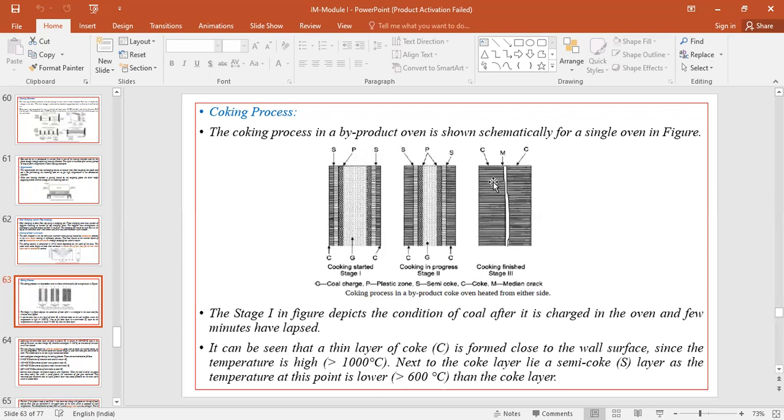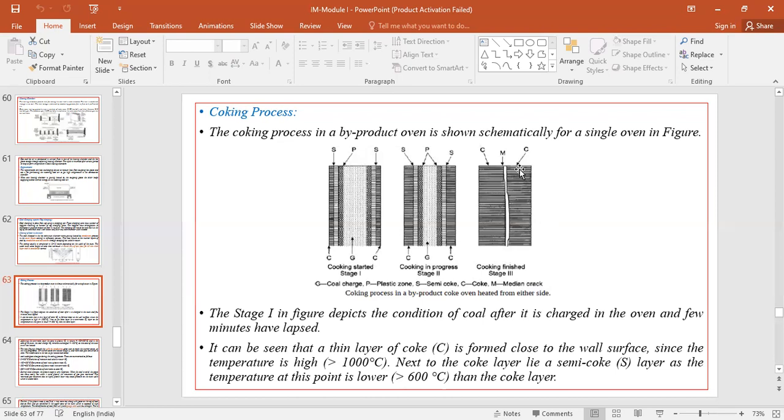So at the finishing stage, if you see, after 14 hours or so, after 18 hours, the entire coal is converted into coke, and you have a small layer. This means the central part of the oven is the last one which undergoes the cooking process. This is the condition of the coke oven once the cooking time is about to finish.